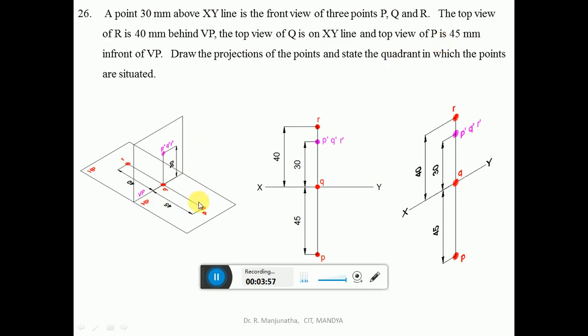In front of VP is seen always in HP. Since it is in front of VP, it will be in the first quadrant. So you are going to take this in first quadrant. So this is how we are going to plot in 3 dimension.